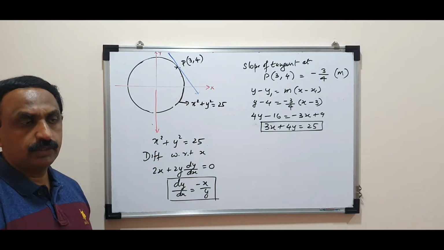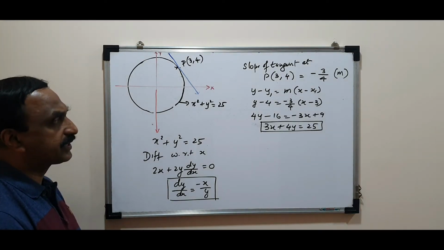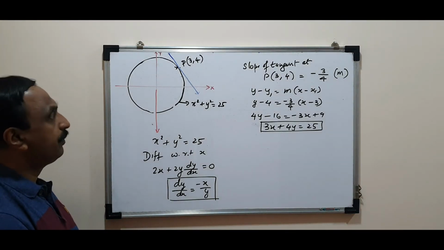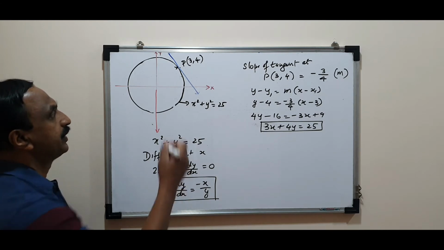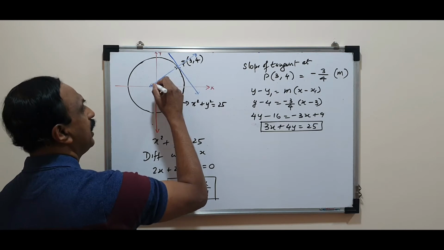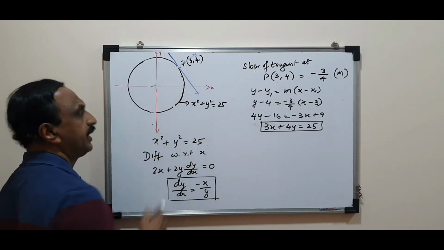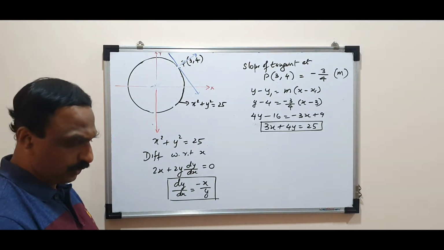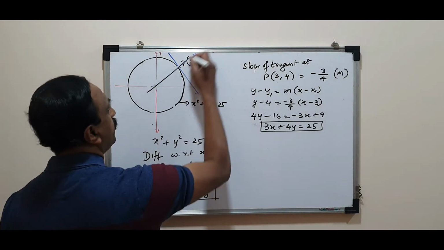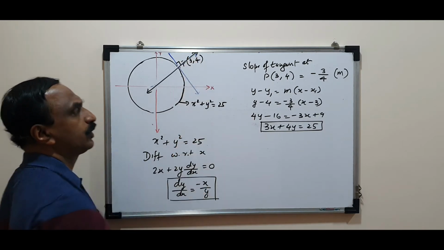Now I am going to find out equation of the normal. You know that normal is nothing but a line perpendicular to the tangent. So it is a line perpendicular to the tangent at the point of contact. So it will be like this. This will be the normal. Normal will be perpendicular to the tangent.